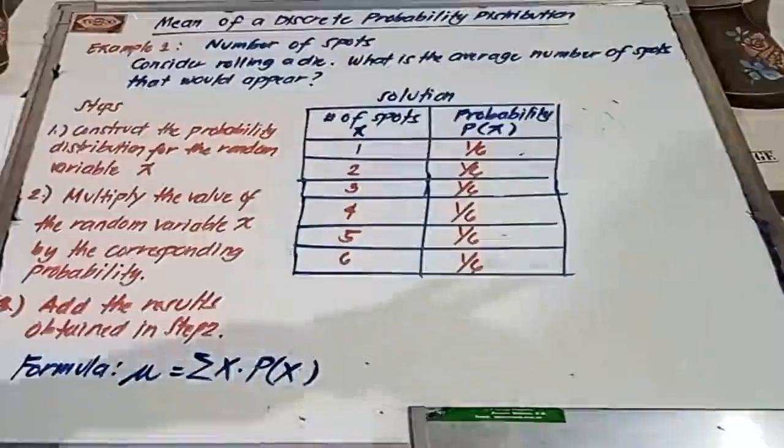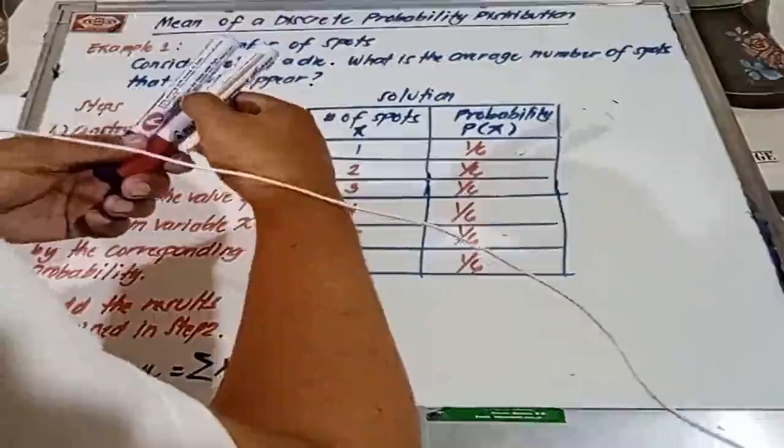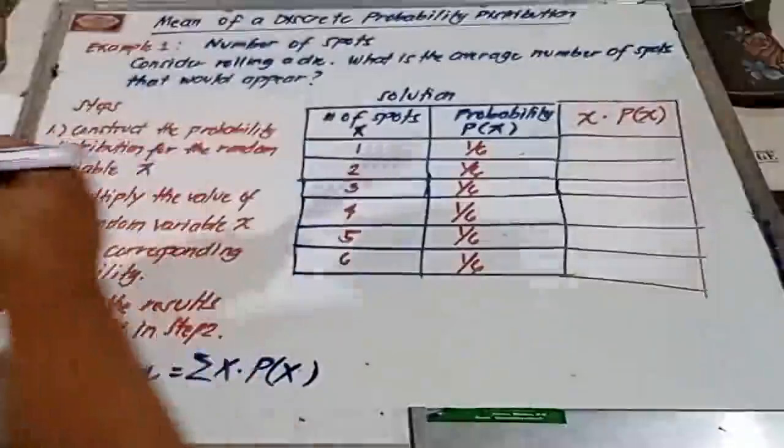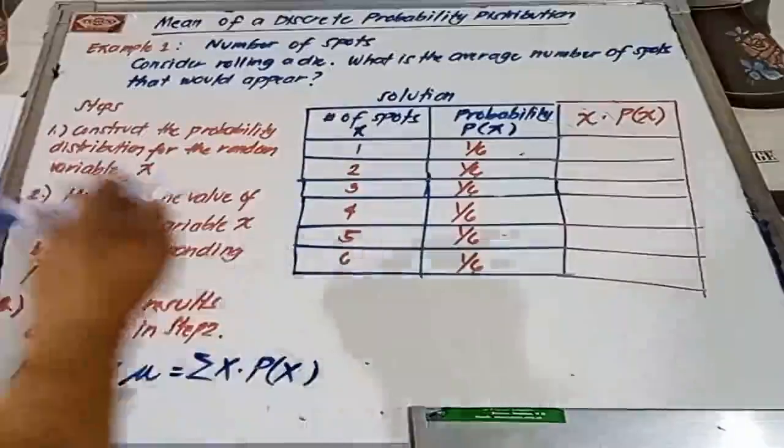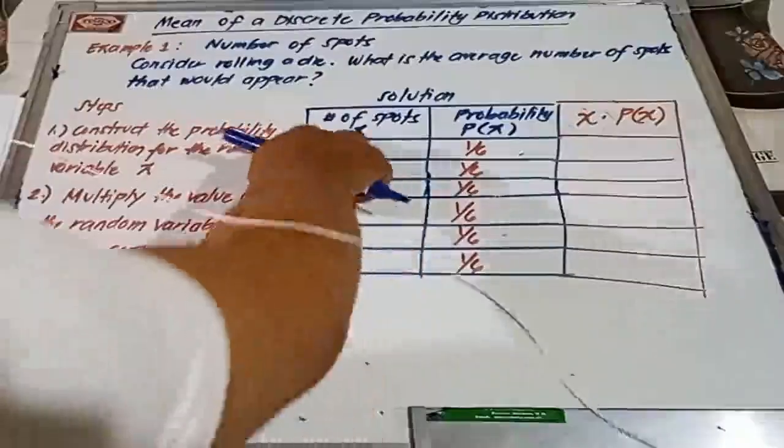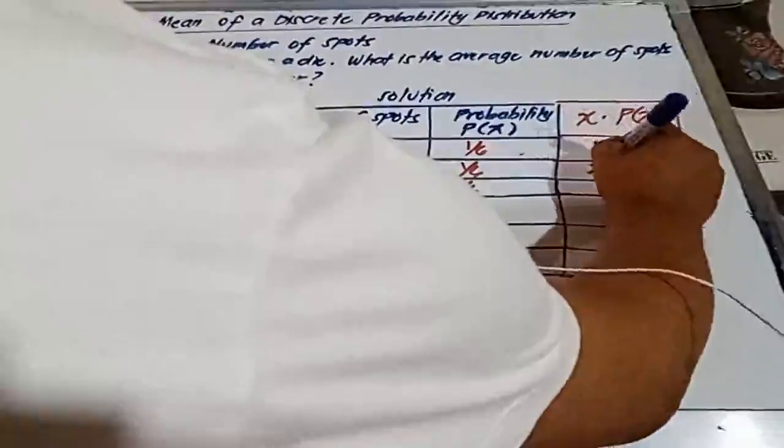At tatawagin natin siyang x times probability of x. So ito yon, x times probability of x. That will be the third column. Nilagay ko na lang dito. Okay. Now, gamitin natin blue. So, multiply natin. 1 times 1 over 6 is 1 over 6. 2 times 1 over 6 is 2 over 6.